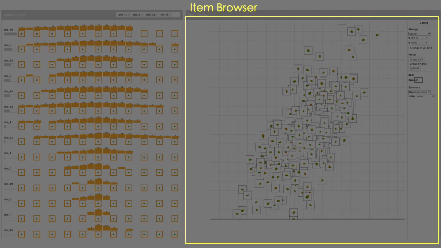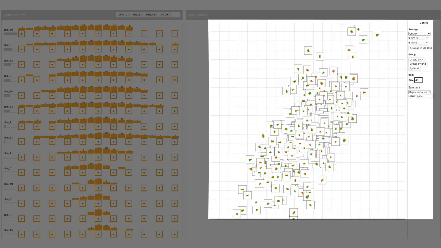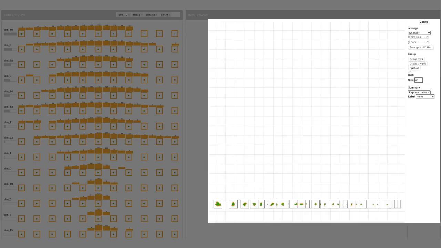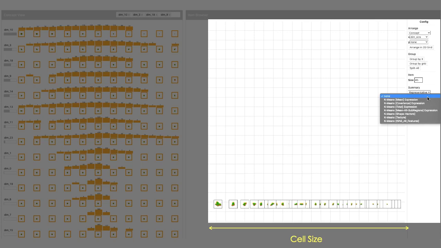In the right side item browser, users can use the visual concepts that they identified in the concept view to assist the visual exploration of all items. For example, here, while the UMAP projection did not reveal clear insights about those items, we can group those items based on the visual patterns that we identified in the concept view. We can investigate the correlation between cell size and the other item labels that are imported from the metadata.